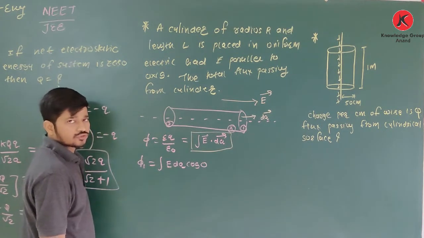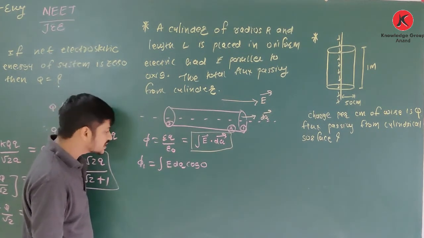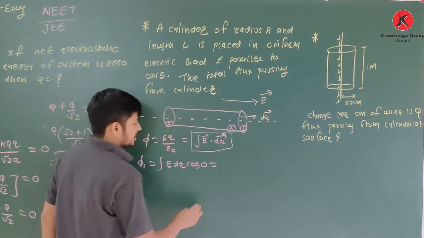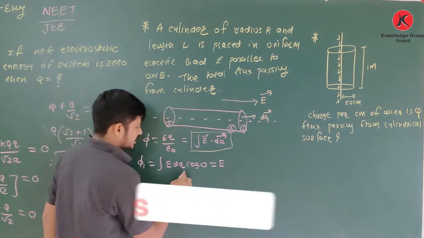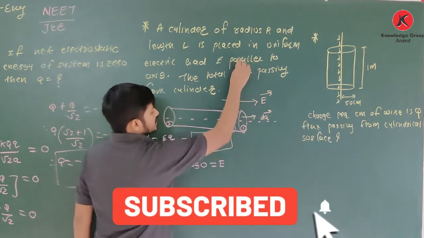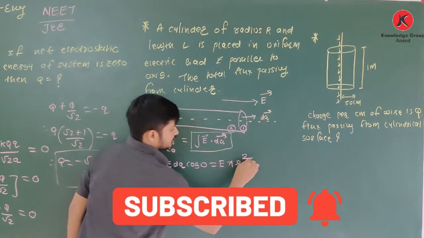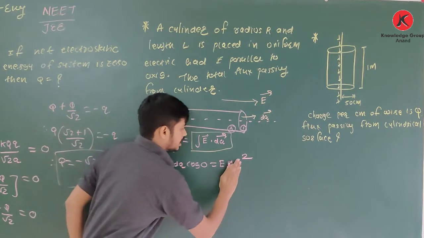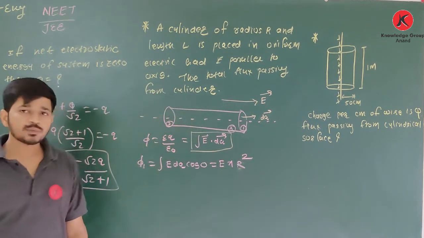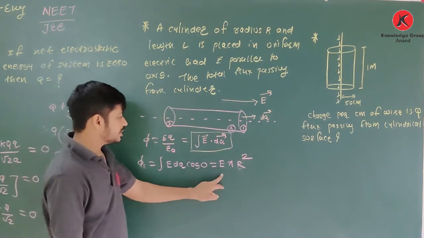And we know that cos 0 is equal to 1. So it is equal to E times the constant, integration dA. The surface is circular, having radius R, so its area is pi R square. Clear about this? So phi 1 is equal to E pi R square.